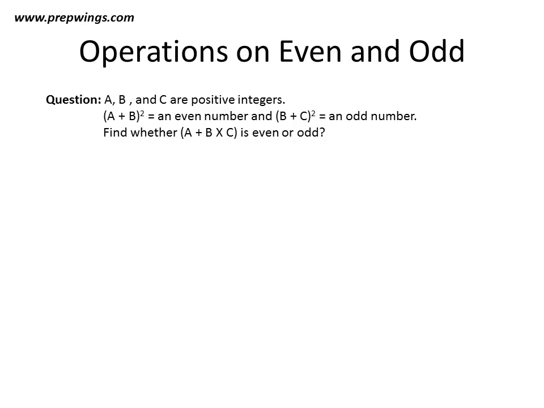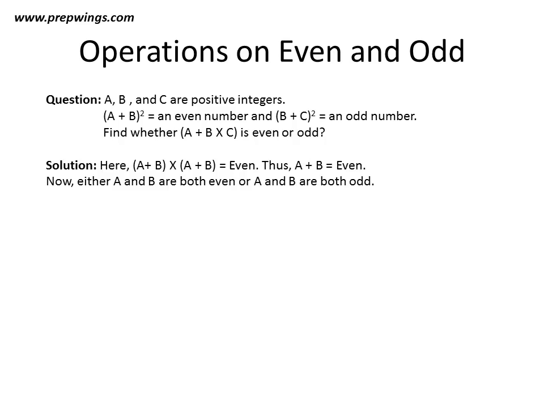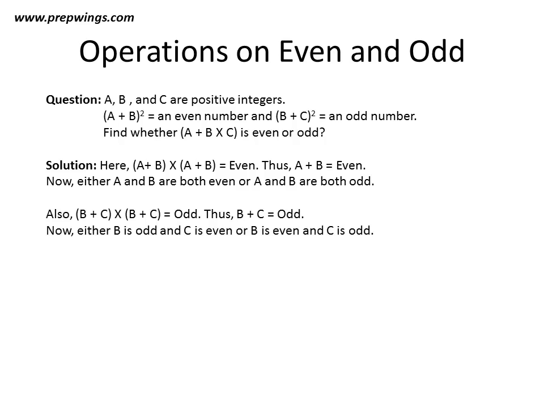Okay guys, so we'll follow the same approach that we followed before. So first we take the statement A plus B whole square is equal to an even number. So A plus B whole square is nothing but A plus B multiplied by A plus B. If this is even, then A plus B has to be even. Okay, so if A plus B is even, that means either A and B are both even or A and B are both odd.